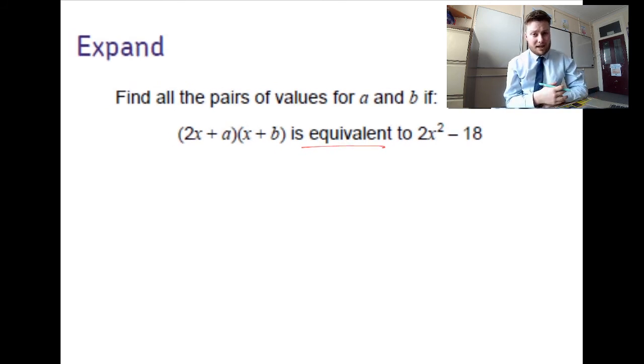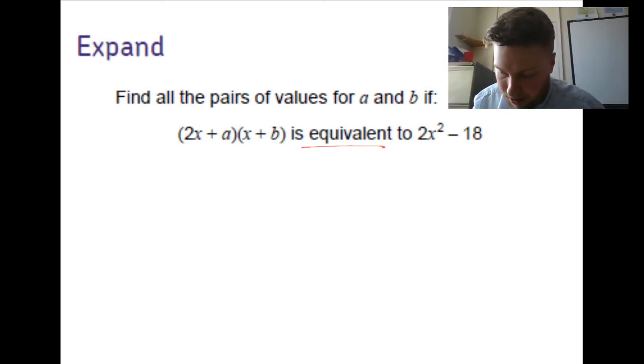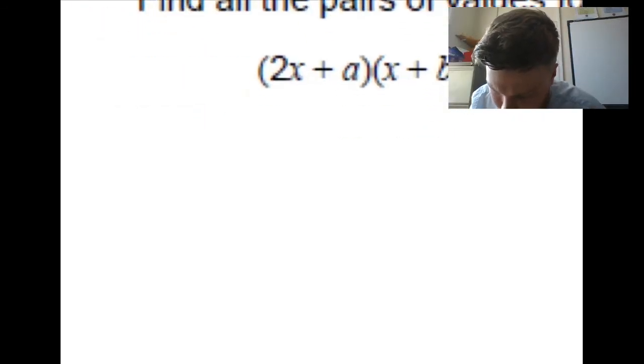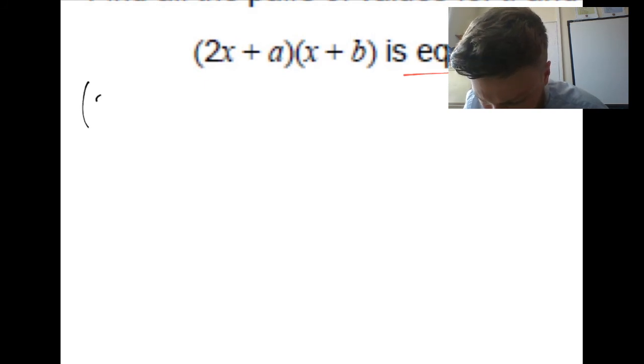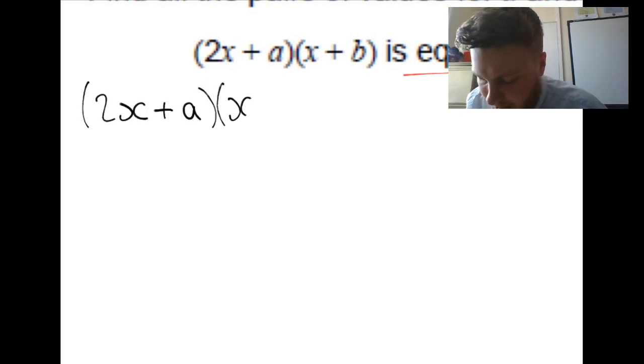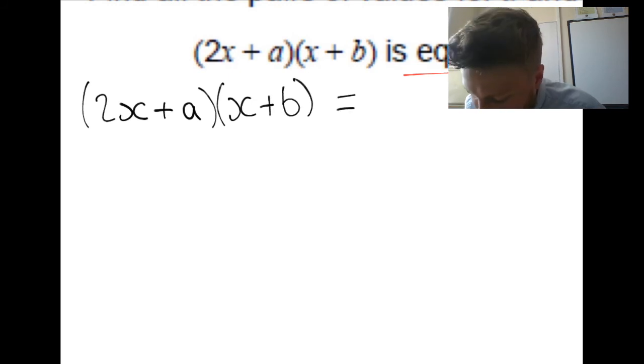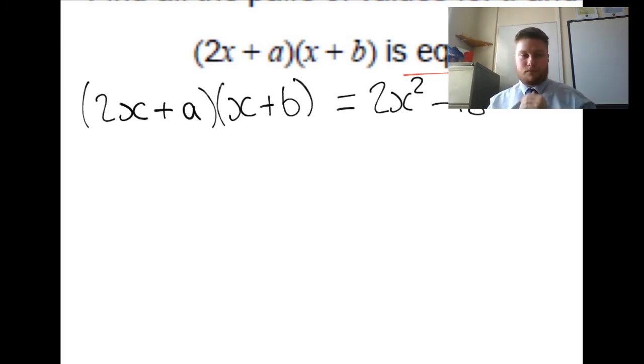And here, what it means is equal to. If two things are equivalent, they are of equal value. So what we can do is we can rewrite this as, and let's zoom in a little bit, (2x + a)(x + b) is equal to 2x² - 18.